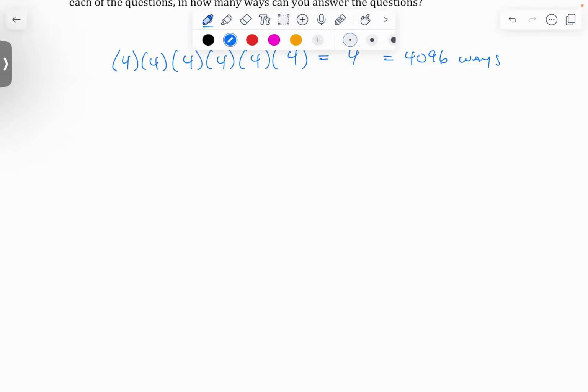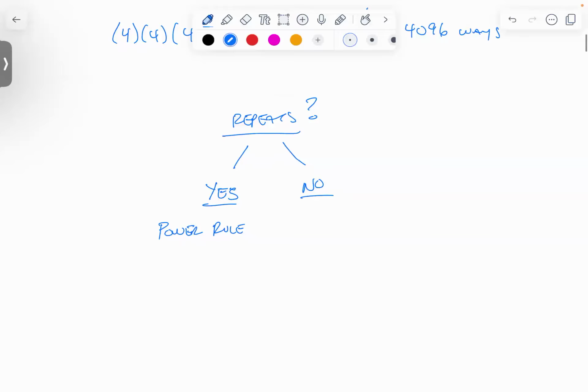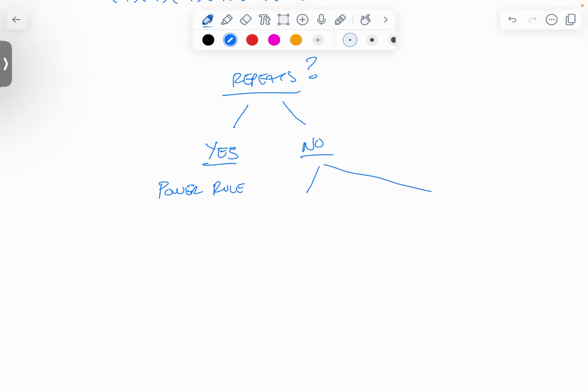Counting really breaks down into asking a few questions. The first: are repeats allowed? If the answer is yes, we end up with what we just had, which is known as the power rule. If the answer is no, then we need to ask another question: does order matter? And that will break into 2 additional categories.